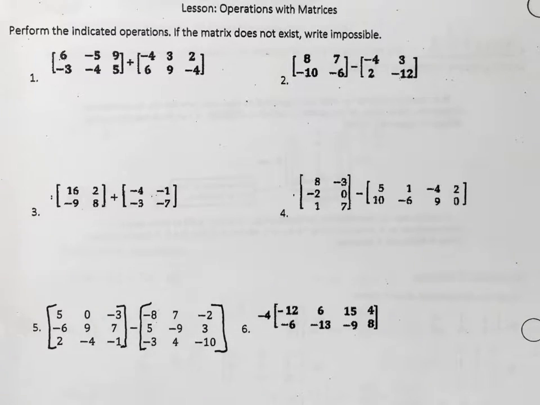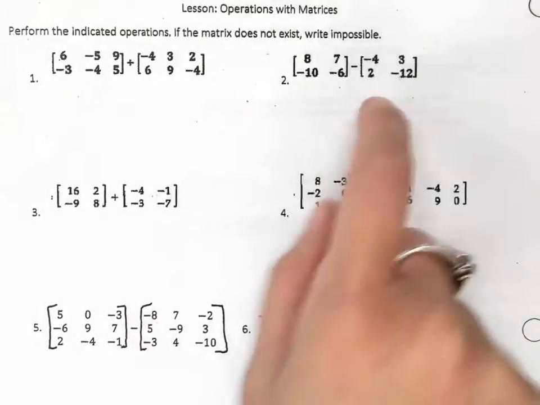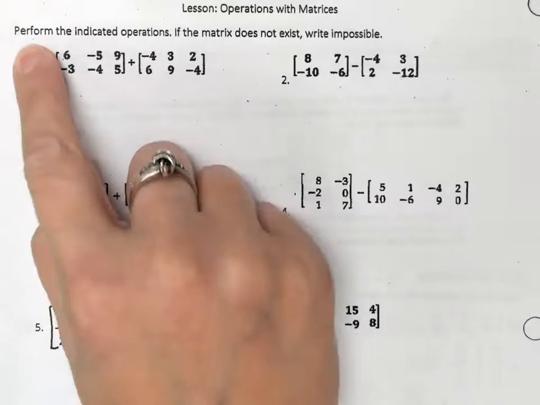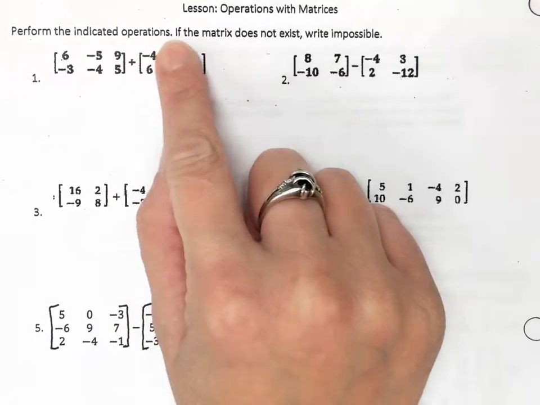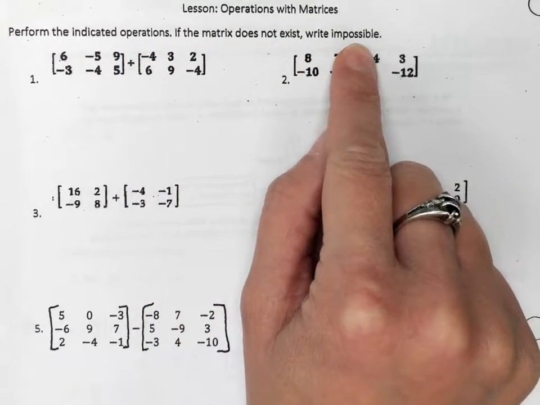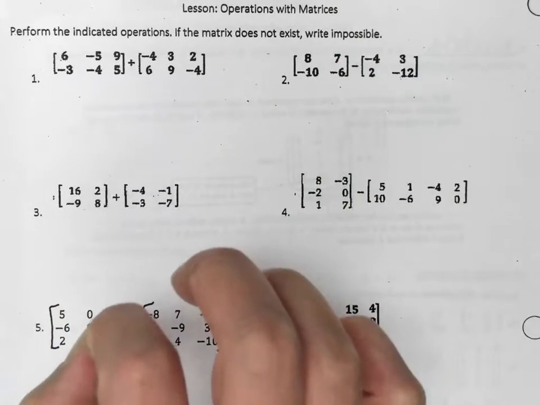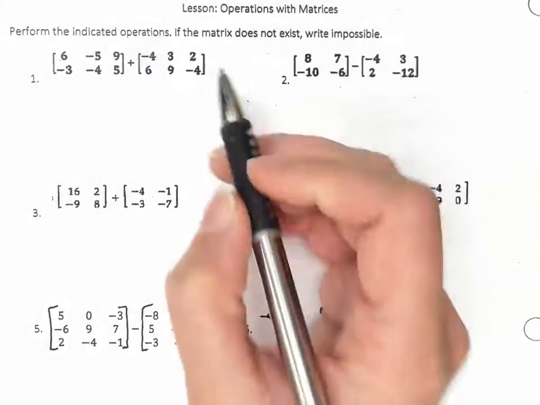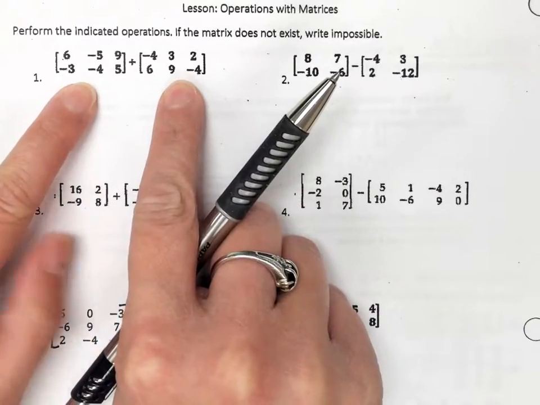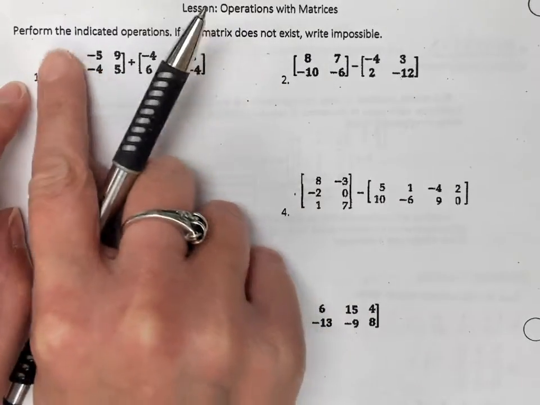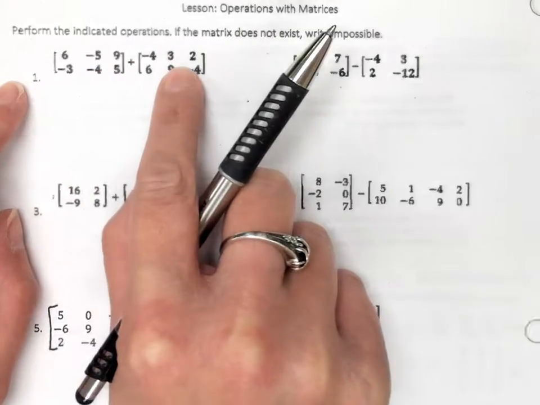All right, so we're going to do what? What's in the middle of all of these? Addition and subtraction, right? So, look, here's the thing. Look at what the directions say. Perform the indicated operation, if the matrix does not exist, write impossible. So what that means is they have to be the exact same dimensions in order to add or subtract them, okay? So, are these two the exact same dimensions? Yes. Like same exact size. This is 2 by 3. This is 2 by 3.